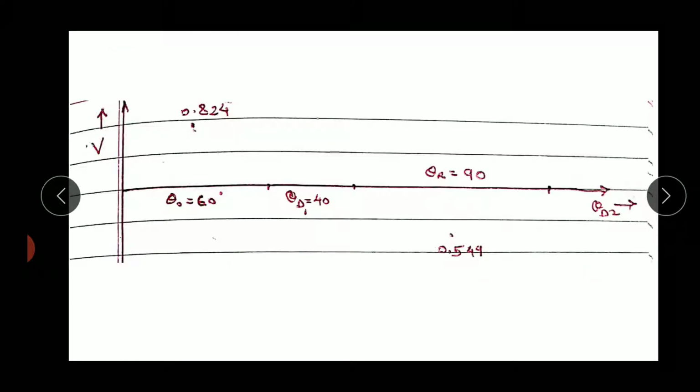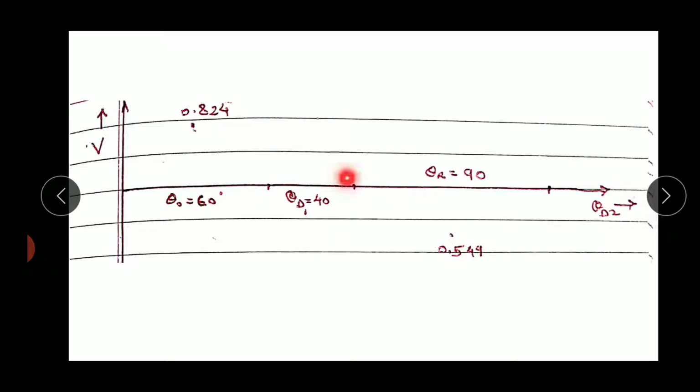Next is plotting of the graph. At the start velocity is 0. On the y-axis there is velocity, on the x-axis there is angle turn. This part is the out stroke, this is the dwell, and this is the return stroke. At the start velocity is 0, at the end velocity is 0, and at the half of the out stroke velocity is 0.824 meter per second.